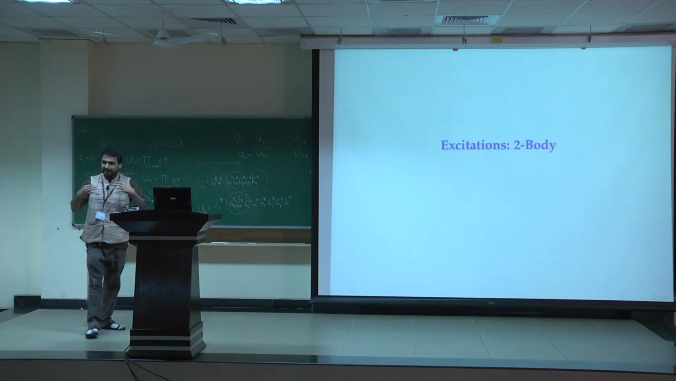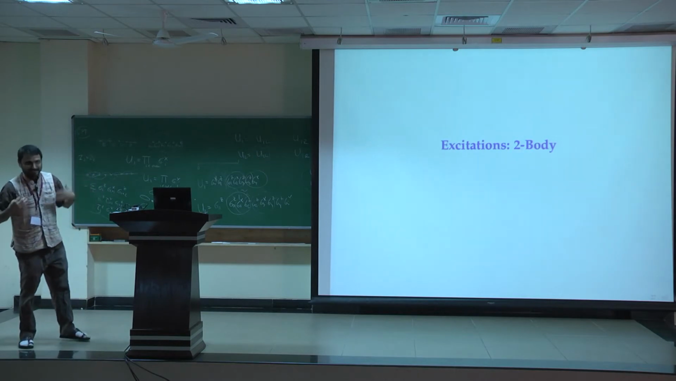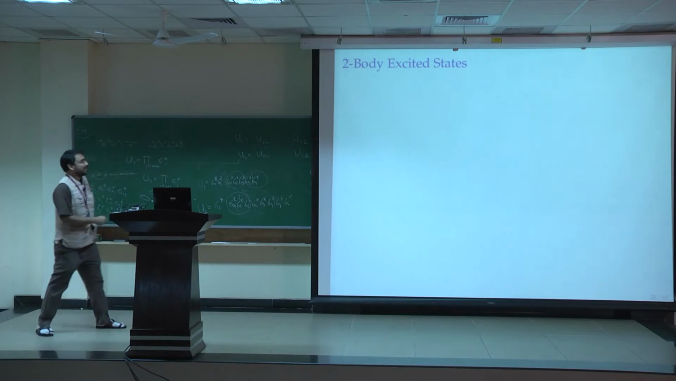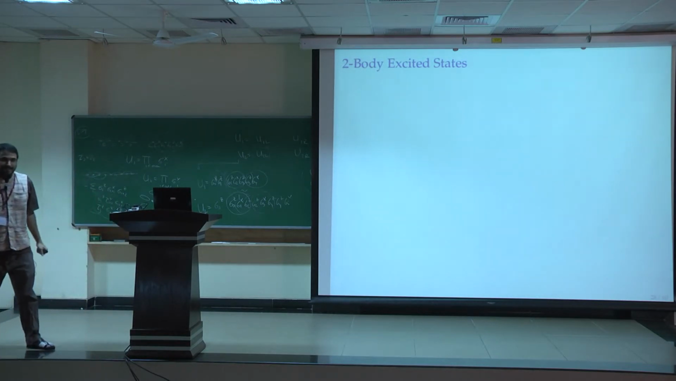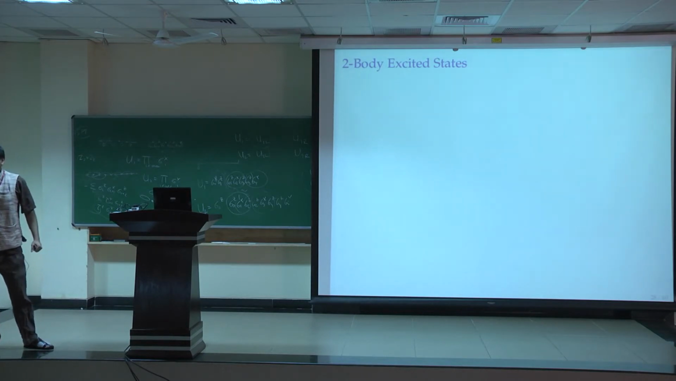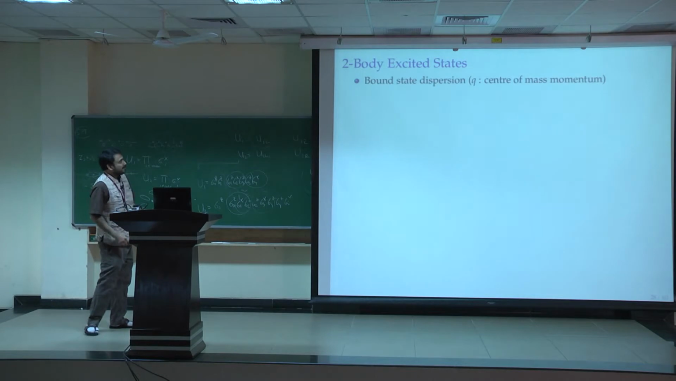Again, I will do it in the pedestrian way. I will first look at excitations of two particles, and then I will look at the excitations of the many particle system. So let's start with two particle excited states. If I have a bound state, one way I can excite it is to simply give it some momentum. So the particle will move, and if I take, for example, the second derivative with respect to the momentum, I will get the inverse mass of the particle.